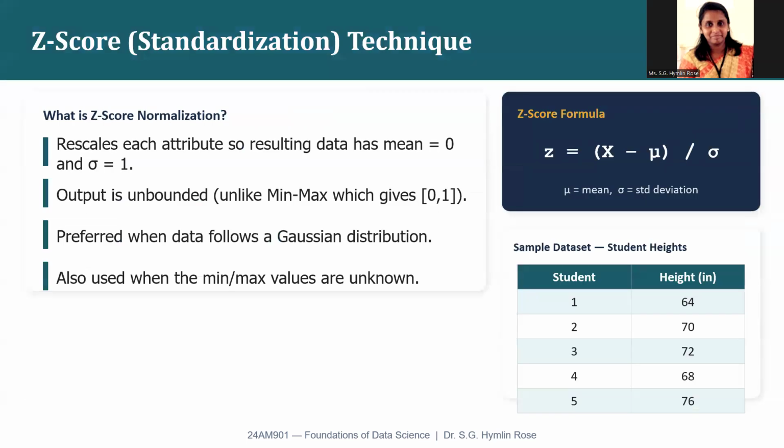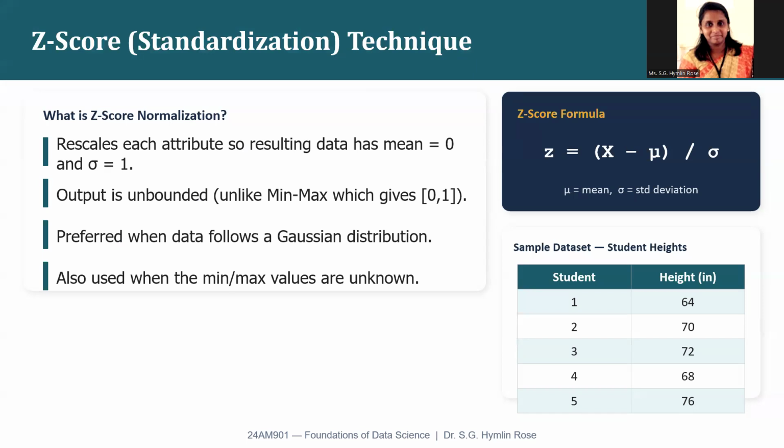Next is Z-score normalization. What is Z-score normalization? It is also called the standard deviation method, or standardization. It rescales each attribute value so that the resulting data has a mean of 0 and a standard deviation of 1. Unlike min-max normalization, the output is not bounded; values can be negative or greater than 1. It is the preferred technique when data follows a Gaussian distribution or when the maximum and minimum values of the data are not known in advance.